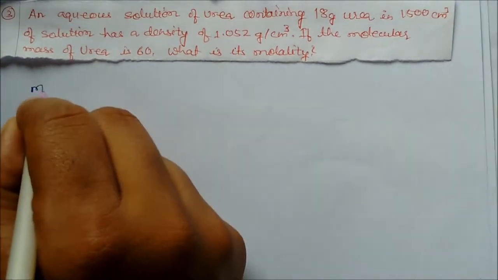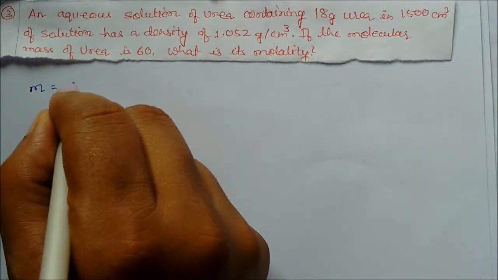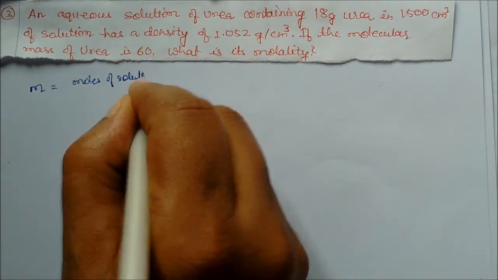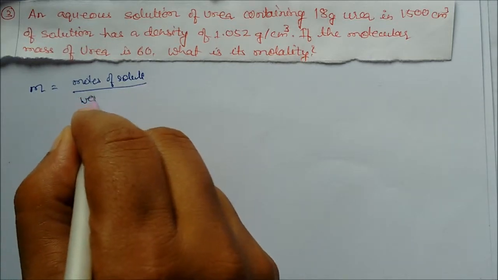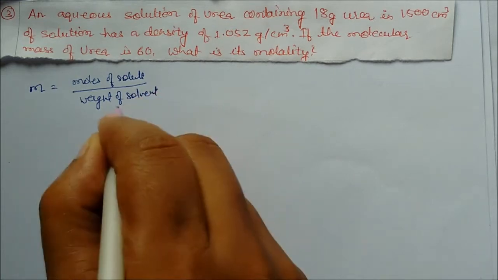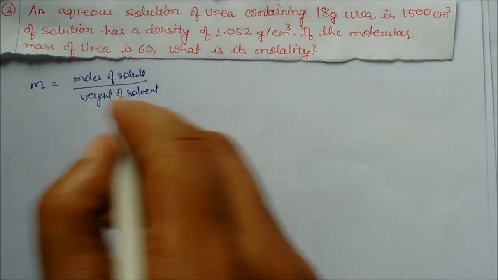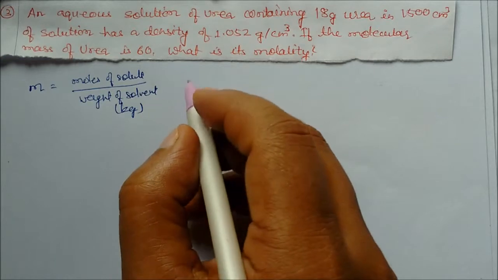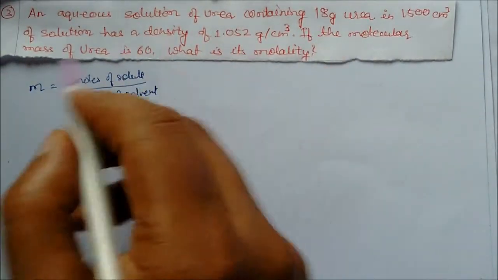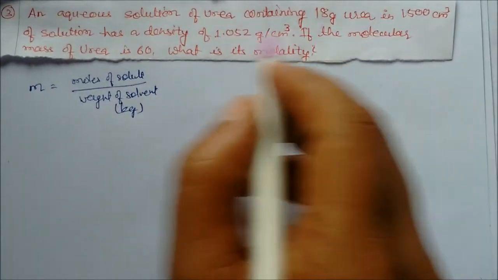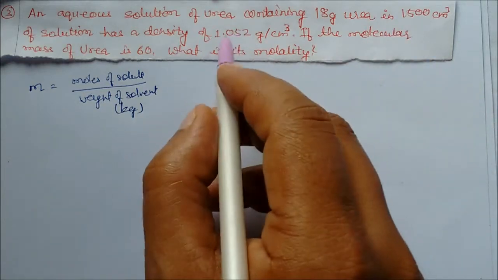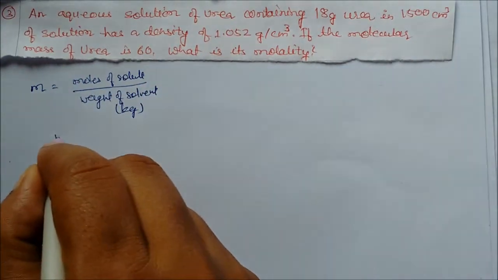We know molality very well. Molality is written by small m. This is nothing but the moles of solute divided by the weight of solvent in kilogram. This is the main formula. So how to find it? The solute is urea and the solvent is water, since it is an aqueous solution. Urea weight is given, volume is also given, and density is also given. So first we can find the weight of solvent.